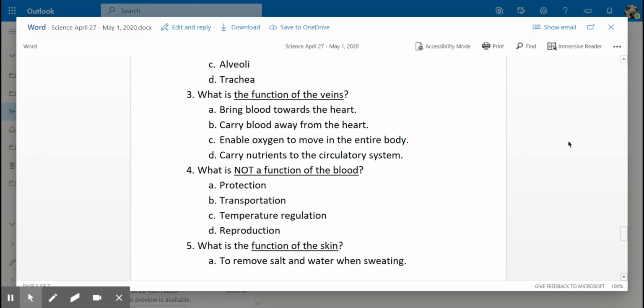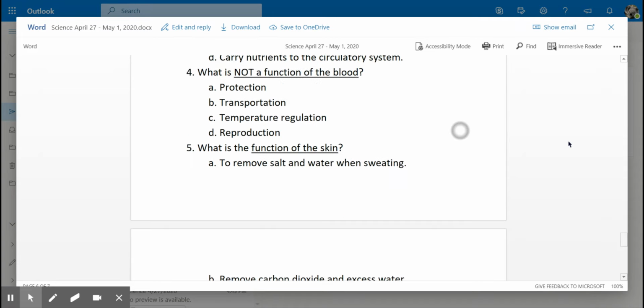So what do you think is not a function of the blood? Look at our keyword here, not. That's right. It's D, reproduction. Blood does protect, it does transport, and it does regulate our temperatures. So the correct answer for number 4 is D. Let's look at question number 5.